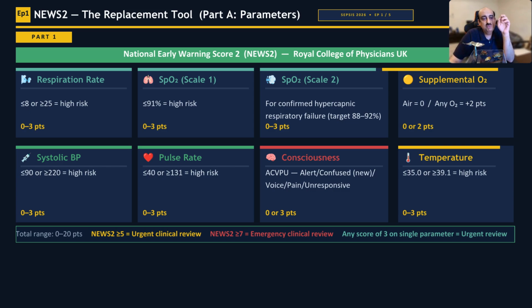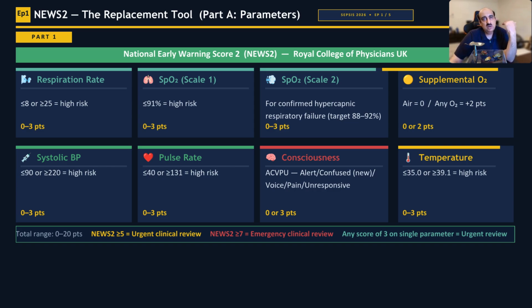Each parameter is weighted and the score reflects the severity of each threshold. So you can see the top row is all related to respiratory and saturation. So respiratory rate, peripheral oxygen saturation, scale 1, scale 2. Scale 2 is for somebody with hypercapnic respiratory failure like COPD, and then use of supplemental oxygen. So that's the oxygen grade, the top 4.